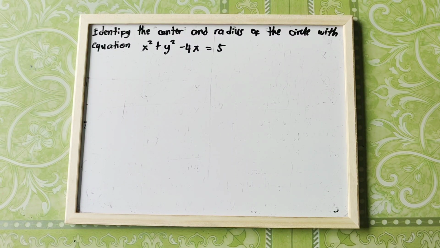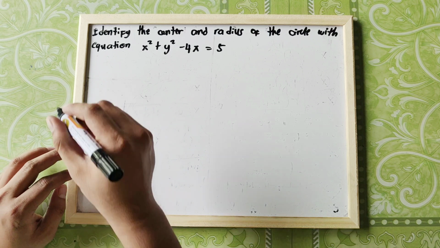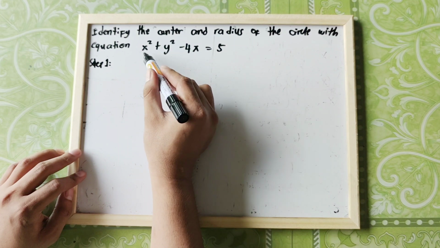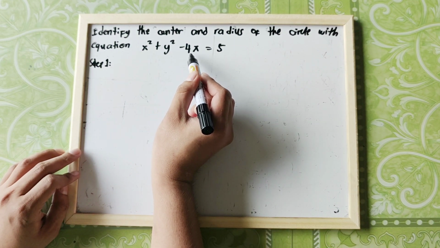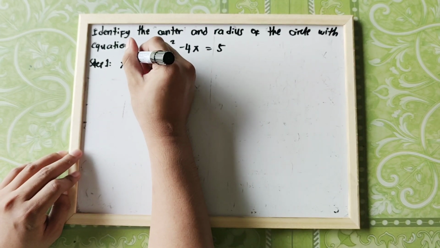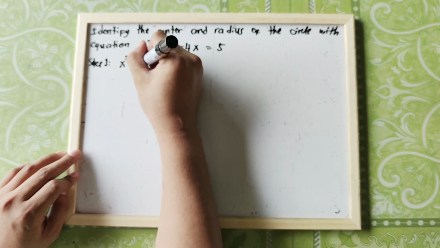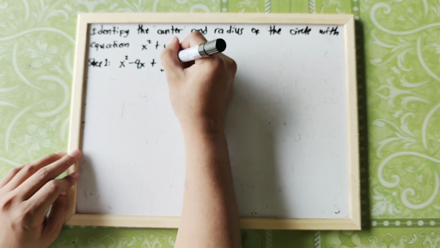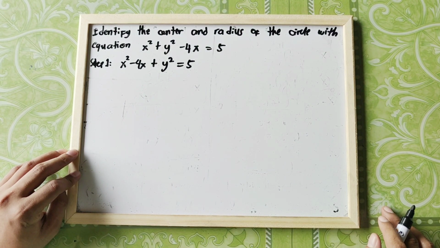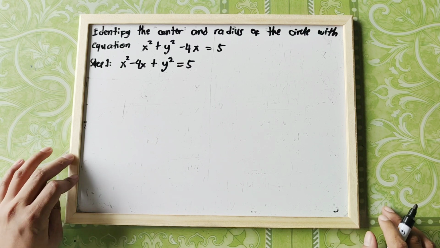So another example: identify the center and radius of the circle with equation x squared plus y squared minus 4x is equal to 5. So what is our step 1? What will we do? We join x and x, the terms with the same variable. So x squared minus 4x plus y squared is equal to 5. We did not add or remove anything from the equation. We just regroup it. Okay?